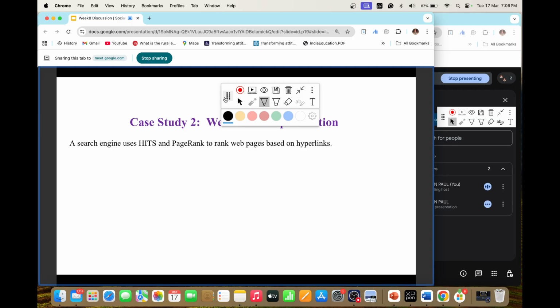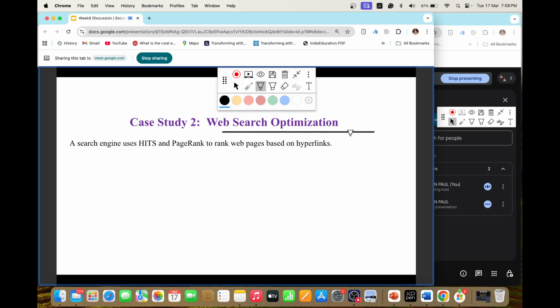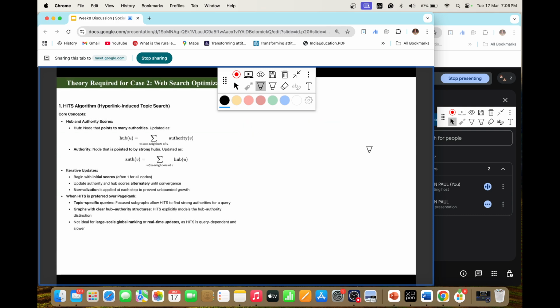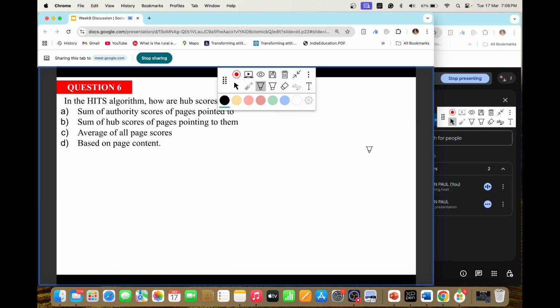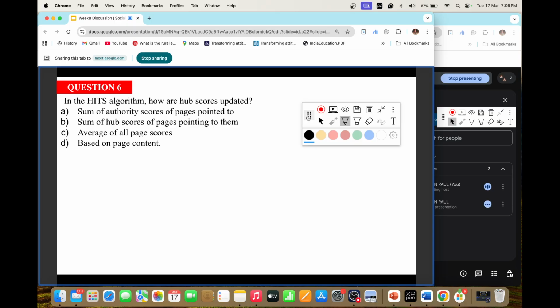Now let's move on to the next case, web search optimization. A search engine uses HITS and PageRank to rank web pages based on hyperlinks. Okay, so again HITS, all this we have discussed. Graph computational scale, same thing. So let's move directly to the question and answer.